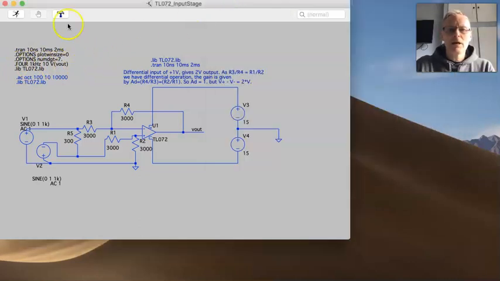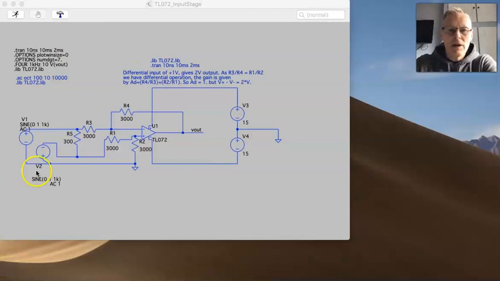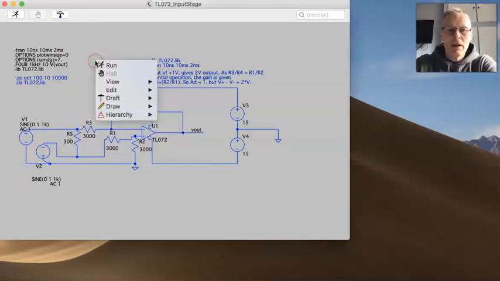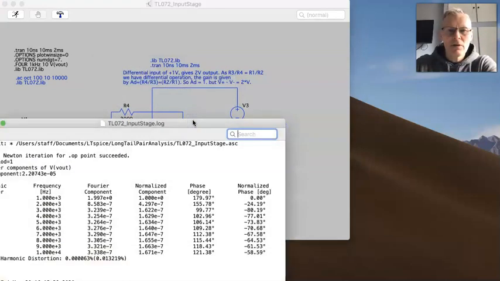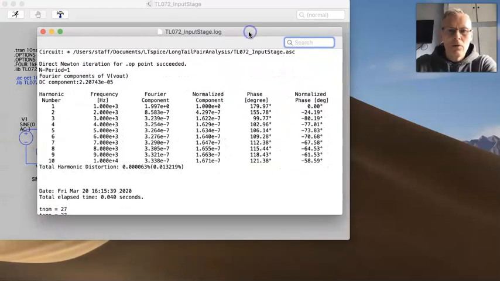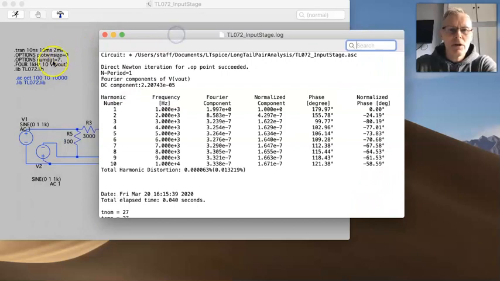Now the only way we can look at that is by right clicking and viewing the SPICE error log. Might seem a bit counterintuitive, but that's where the data is dumped for the Fourier analysis. So if we look at that, whoa, what we'll see is the harmonics. So it's testing with a 1 kHz wave, and it's testing with a 1 kHz wave because we've asked it to here. And these are the Fourier components.